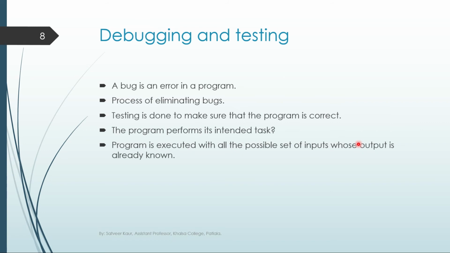The next step is debugging and testing. A bug is an error in a program. Why do we use debugging? To find out bugs. A bug is an error in a program, and debugging is the process of eliminating bugs. Testing is done to make sure that the program is correct and performs its intended task. The program is executed with all the possible sets of inputs whose output is already known. This is the task performed in testing.